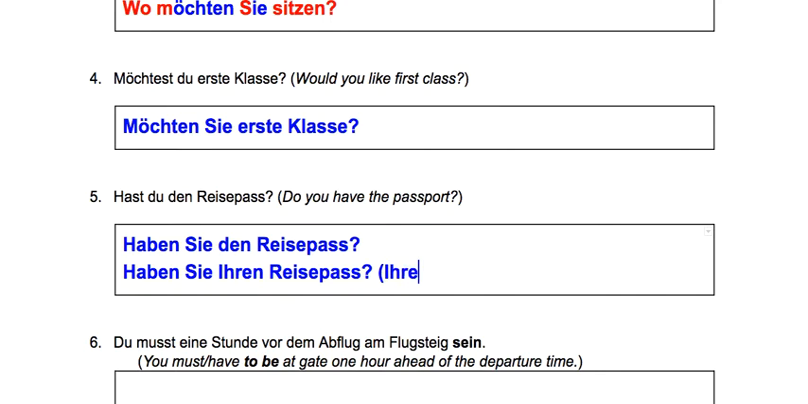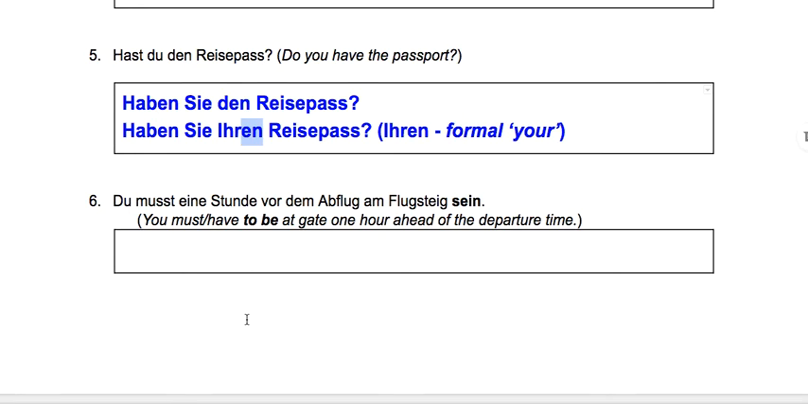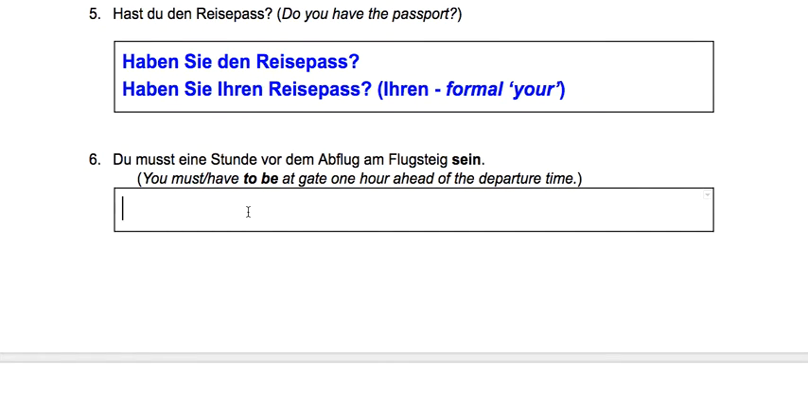And we'll get into this in just a little bit. Ihren is the formal your. The reason that it ends with an en here is because it is the ending for Reisepass. Do you have your passport? That is the direct object. It is der Reisepass, which changes to den, which is why the ending is Ihren. Haben Sie Ihren Reisepass? We will talk about these endings later tomorrow or Wednesday. Haben Sie Ihren Reisepass?